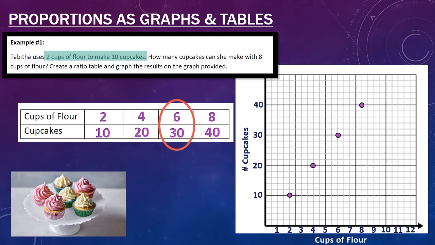And then once I've gotten all my ordered pairs on there, I'm going to draw a straight line and connect them. Notice that when I started, I didn't have any cups of flour and I didn't have any cupcakes, so I was at 0, 0. It's a proportion because I went through the origin. So there's my first example. Make sure you have that all written down. Pause the video if you need to.